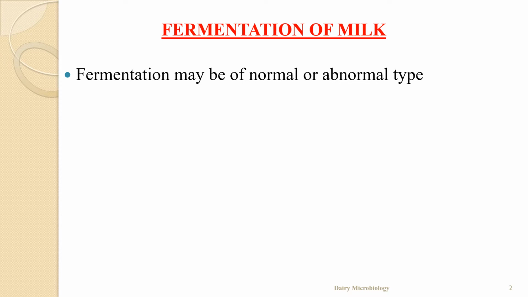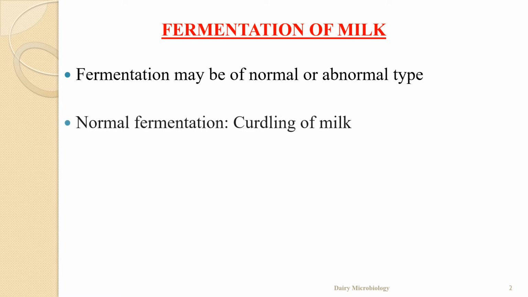During the growth of microorganisms in milk and milk products, they utilize the nutrients which are present in the product, and during the utilization of these nutrients, they produce different end products. Such microbiological changes which occur in milk and milk products are produced as a result of fermentation. This fermentation, which is carried out by the microorganism, may be normal fermentation or abnormal fermentation.